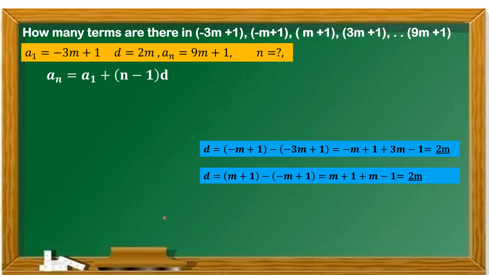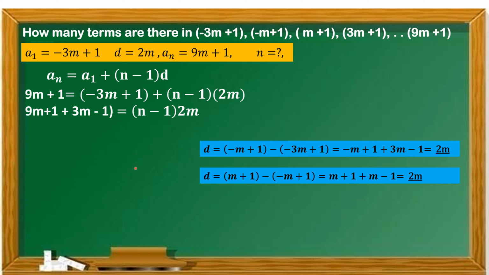Let us now find the n, or the number of terms. So to substitute into the formula, our a sub n, our last term, refers to the 9m plus 1, and our first term is negative 3m plus 1, plus n minus 1 times 2m. The next step is we will be transposing the negative 3m plus 1 to the left. So therefore, we have the 9m plus 1. The negative 3m becomes positive, while the positive 1 becomes negative 1. So the remaining term on the right is n minus 1 times 2m.